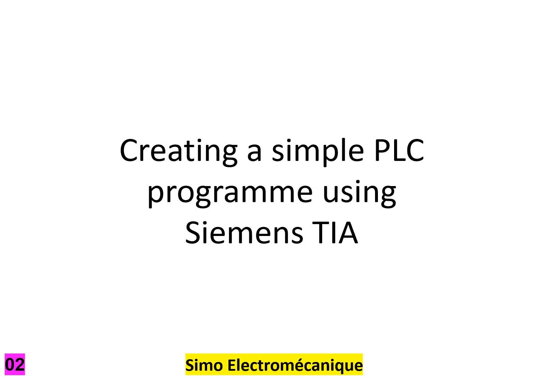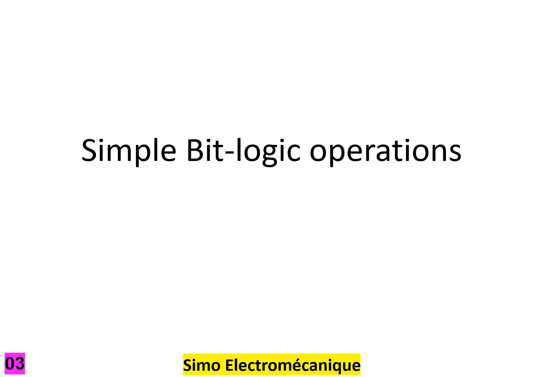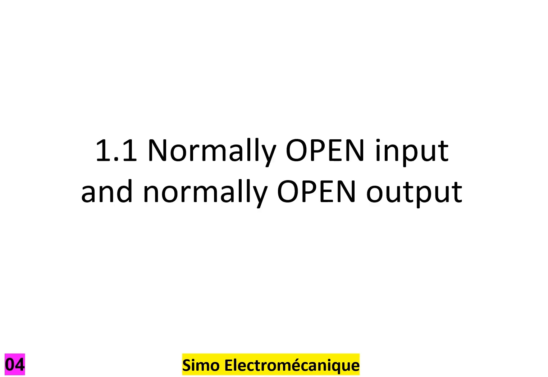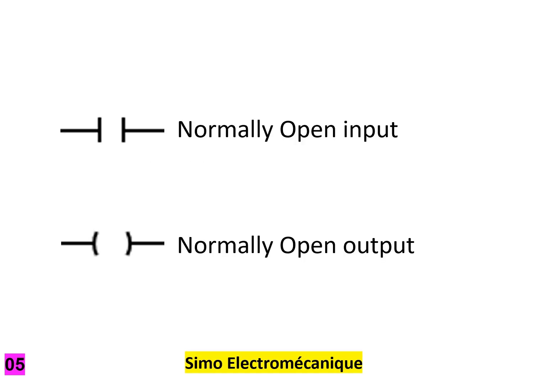Creating a simple PLC program using Siemens TIA. Simple bit logic operations. Normally open input and normally open output. These are the two ladder logic symbols we will be using: a normally open input and a normally open output.